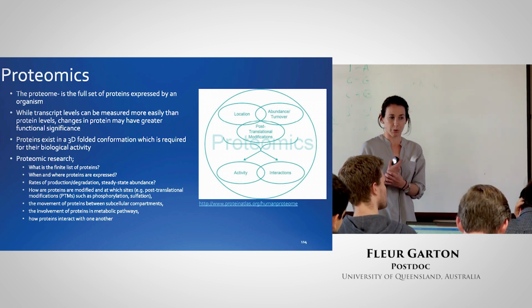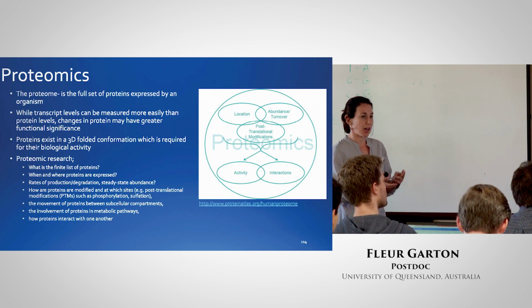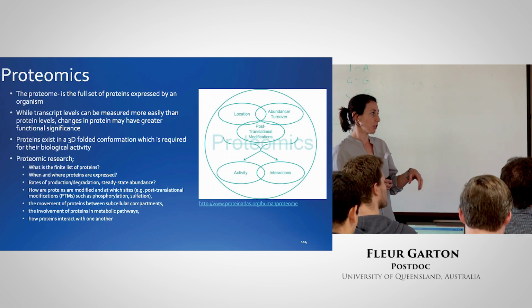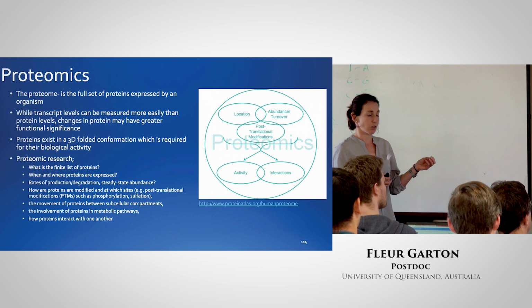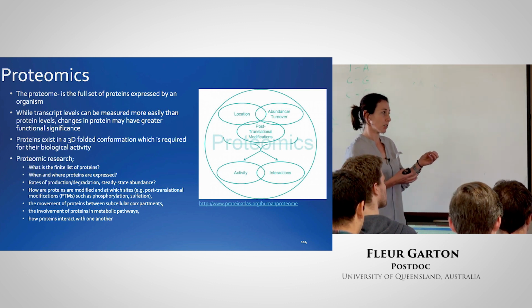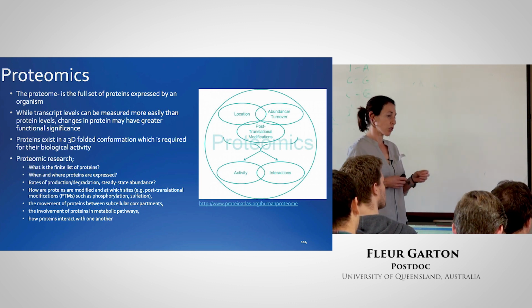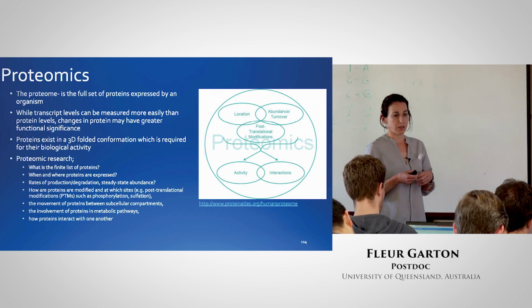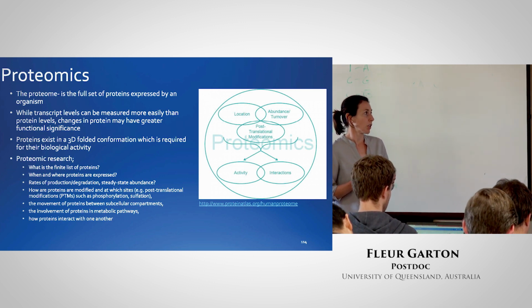I guess the questions in proteomic research are: what is the finite list of proteins, where are they expressed, what are their rates of production and degradation, their steady state abundance, and how are they modified? There are post-translational modifications that occur, such as phosphorylation and sulfation. What is the movement of these proteins across different subcellular compartments? What is their involvement in metabolic pathways, and how do proteins interact with each other?